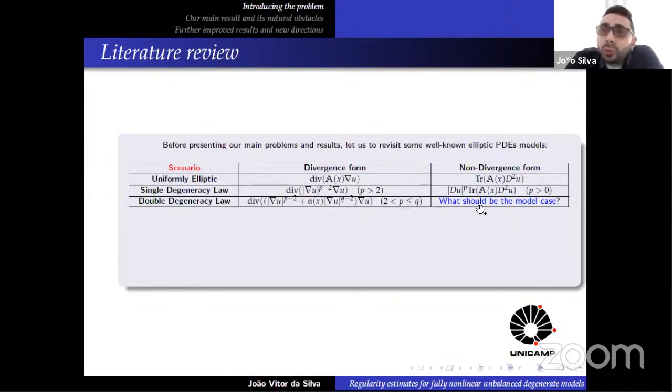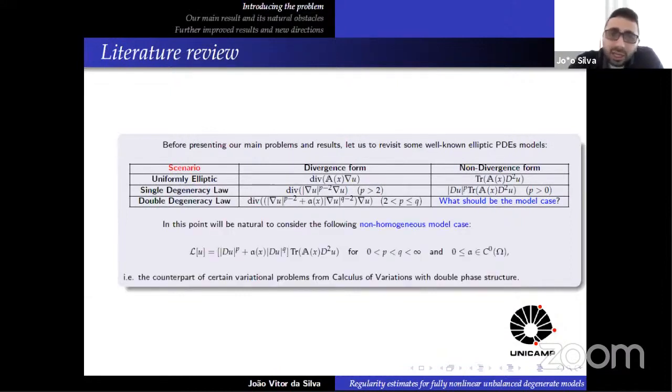But what happens when you think about a non-divergence form operator with double degeneracy law? In this case, this class of operators arises in our study. We have a second order operator in uniform elliptic fashion, and a scalar vector field with the double degeneracy, where p is positive, strictly less than q, and the modulating function a is a non-negative continuous profile.